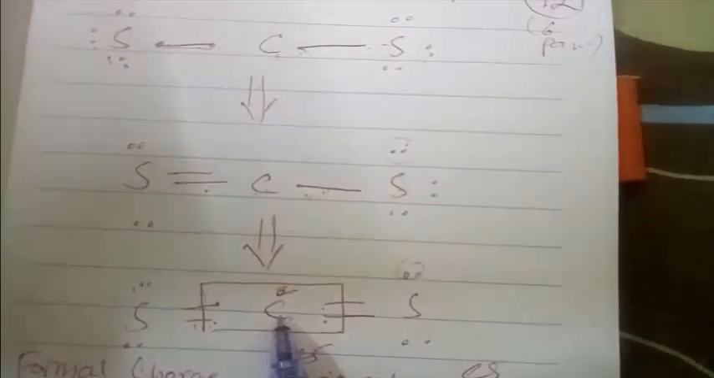So now if we calculate, this carbon has 1, 2, 3, 4, 5, 6, 7, 8. So 8 electrons, and for this sulfur 1, 2, 3, 4, 5, 6, 7, 8. And this sulfur 1, 2, 3, 4, 5, 6, and everybody is happy.